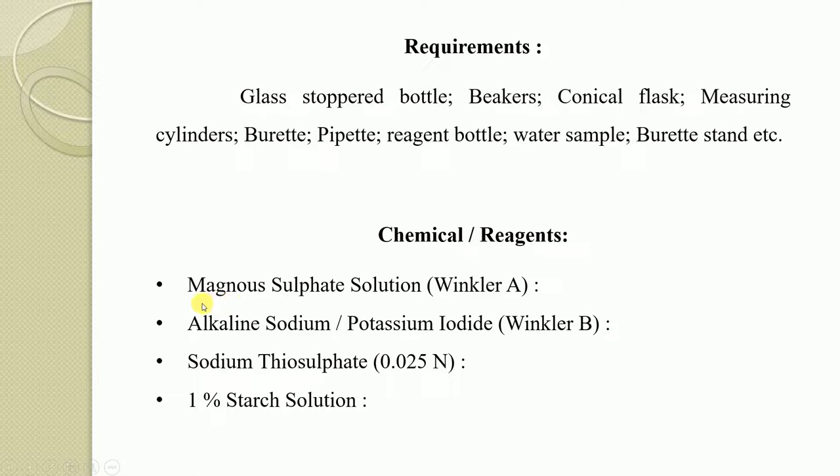Winkler A solution is the solution of manganese sulfate, and the second one is alkaline sodium or potassium iodide solution, which is also referred to as Winkler B solution. The third chemical you will require is sodium thiosulfate, and for this experiment we are using a concentration of 0.025 normal, and you also require 1% starch as the indicator solution. So this is about the requirements and the chemical reagents.